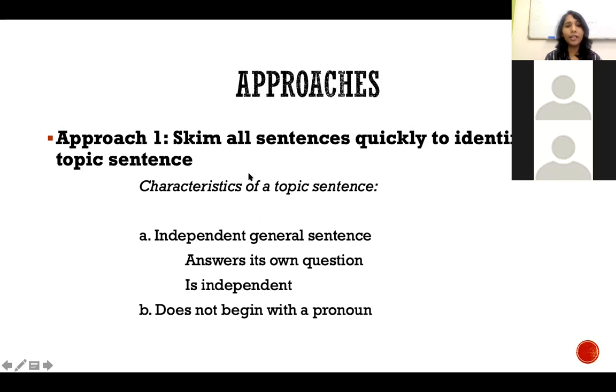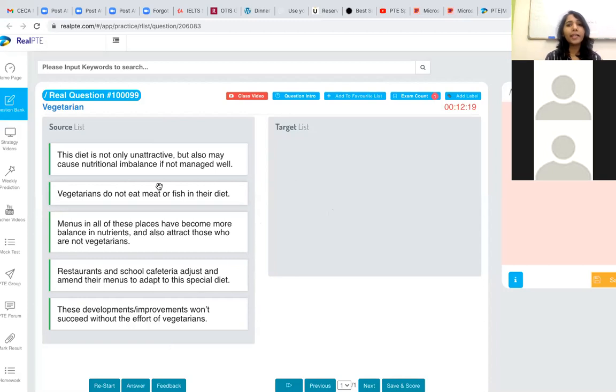So let's start trying. If you look at this question, can you skim through it and try to identify what could be your topic sentence? So what do you think could be the topic sentence of this? The first sentence, Ravi, could be it. If you read through: "This diet is not only unattractive, but may cause nutritional imbalance." You'll ask the question, which diet, right? So this is a demonstrative pronoun, and this cannot be our topic sentence.